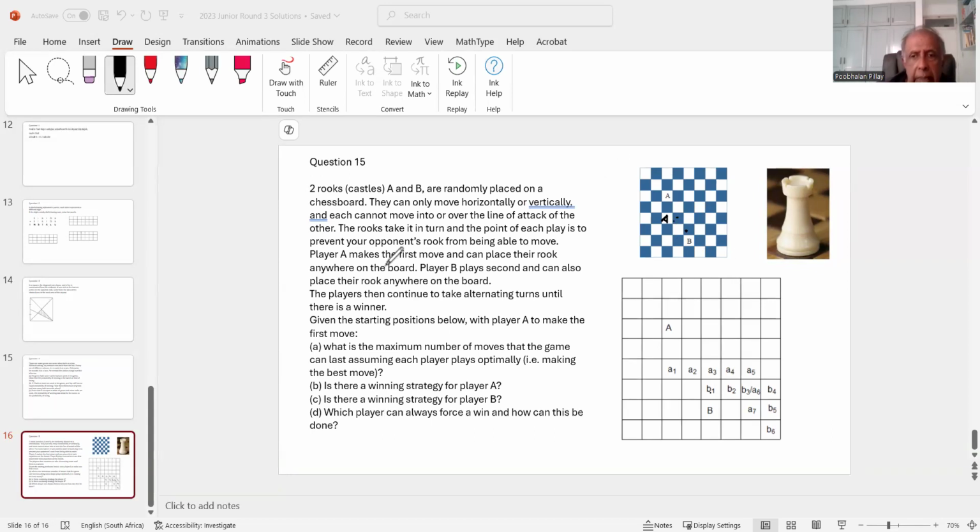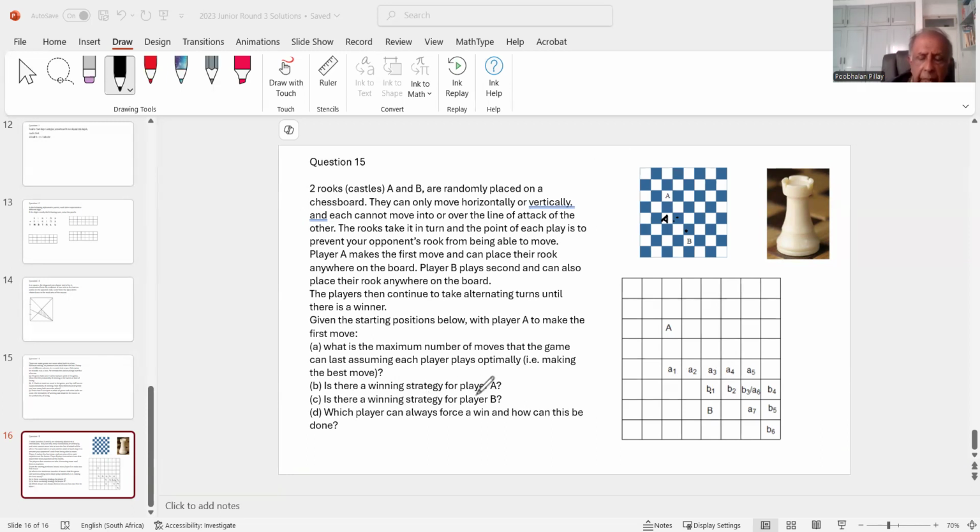So the question is, what is the maximum number of moves that the game can last, assuming each player plays optimally? A moves 7 times, and B moves 6 times. So therefore, the total number of moves will be 13. That's the maximum number. And I don't know why they ask these other questions, because if you know how to solve the first problem, the other ones are easy.